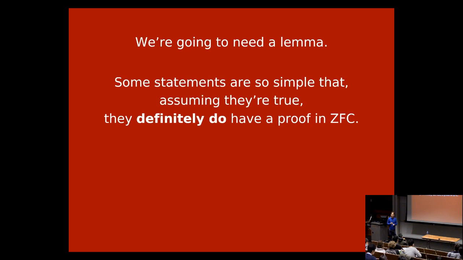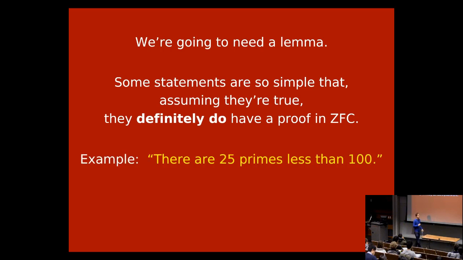We've been talking a lot about whether or not you have a true statement, whether or not you can actually prove it using your deductive system in ZFC. And maybe sometimes there's a true statement that you cannot prove. But there's some cases where statements are so simple that if they're true, they definitely have a proof. Let me give you an example. This is a statement: there are 25 primes less than 100. Does anybody know if that's true or not? Oh, it is true. Yeah, who said that? It's pretty good. Whether or not you know it's true, it is true, as it happens.